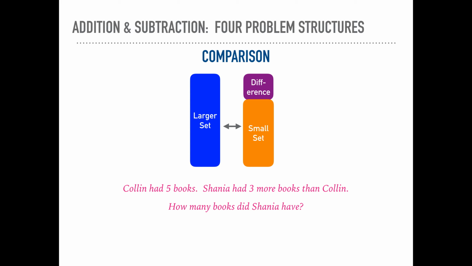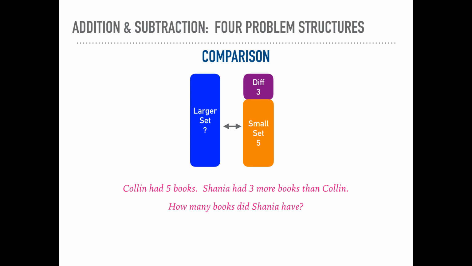So in this case, Shania is the larger set, and we actually don't know how much she has. Colin represents the small set, and the 3 is actually the difference. So this is a comparison structure word problem with an unknown larger set, since we don't know Shania's amount. So this would be what it looks like. The question mark is the larger set, the small set is 5, and the difference is 3.